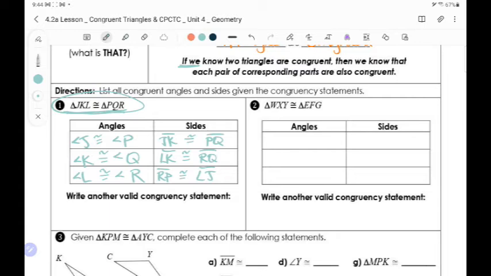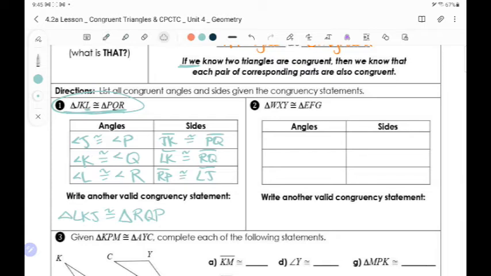So down here at the bottom, I could just write them backwards. Triangle LKJ is congruent to triangle. Now I have to be careful. I put L first, so R has to be first. K is in the middle, so Q goes in the middle. And then the P goes last, just like the J went last. Okay, it's another option that I could start with K.